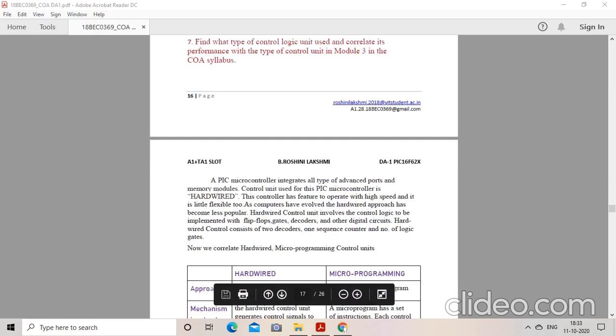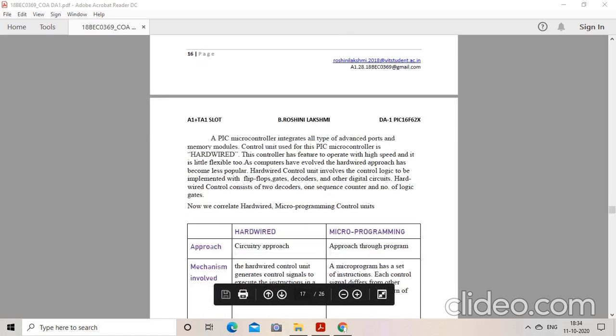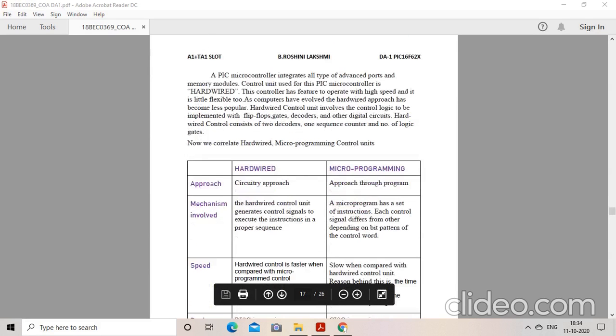Hardwired control unit involves a control logic to be implemented with flip-flops, gates, decoders and other digital circuits. Hardwired control consists of 2 decoders, 1 sequence counter and a number of logic gates. Now we correlate between hardwired and microprogramming control unit. The approach involved in hardwired is a sequential approach, whereas in microprogramming, the approach is through a program.